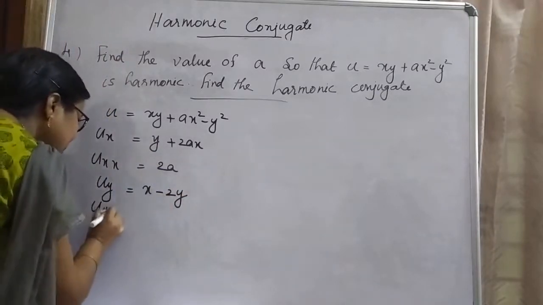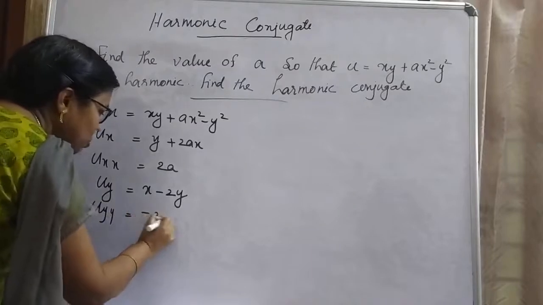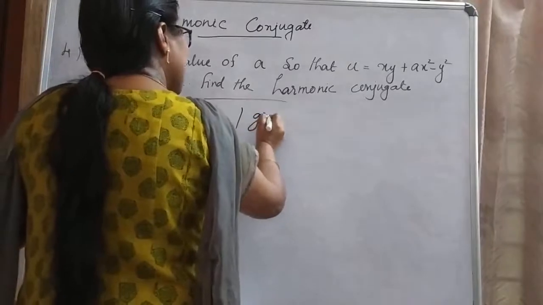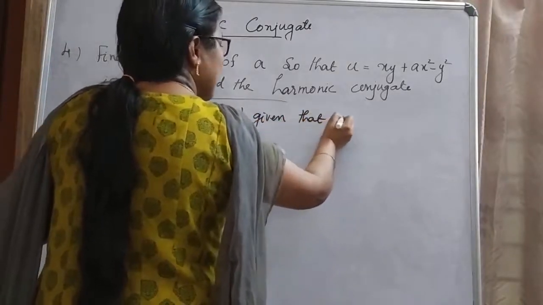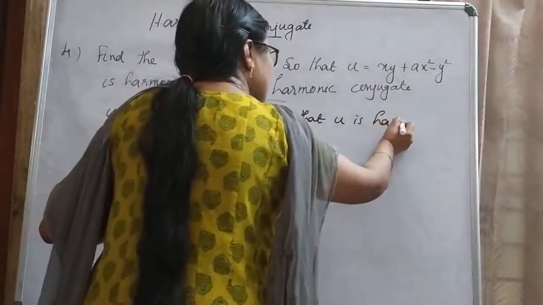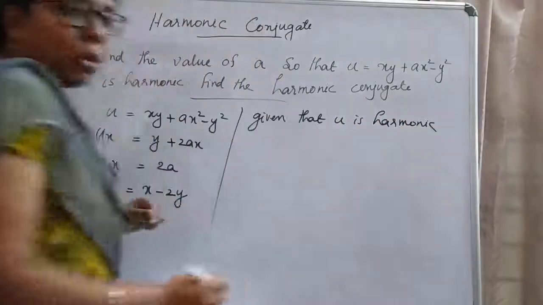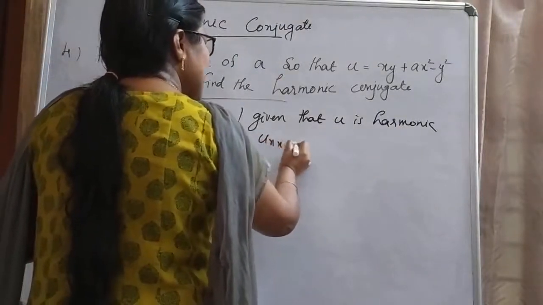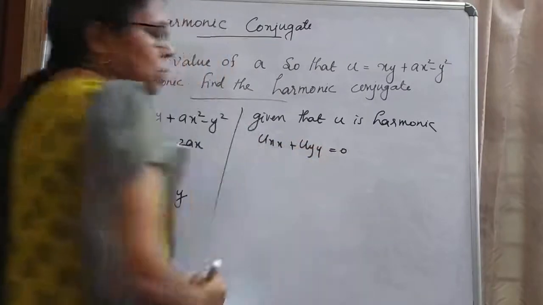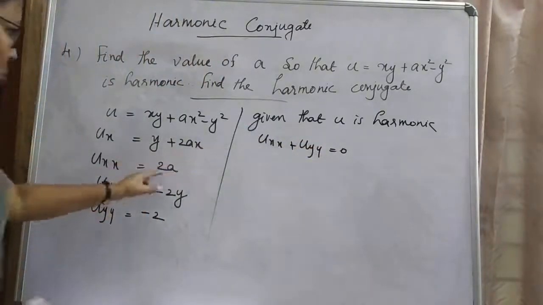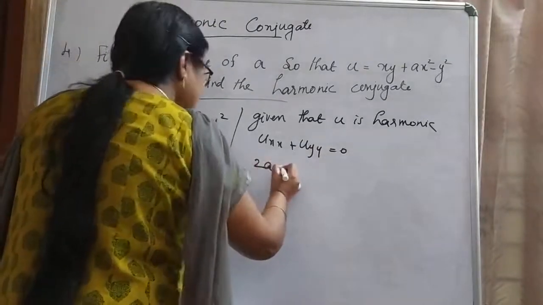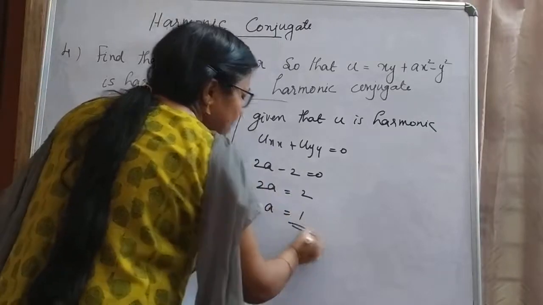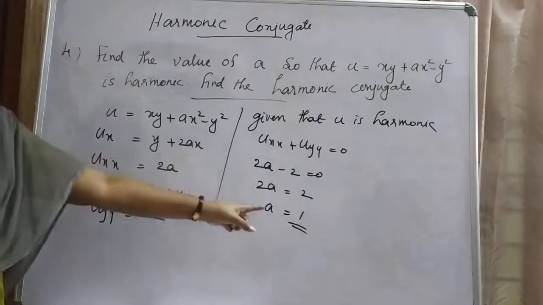Then uyy is minus 2. Given that u is harmonic, therefore uxx plus uyy equal to 0. This uxx is 2a, uyy is minus 2 equal to 0. Therefore, 2a equal to 2, a equal to 1. We get the value of a.